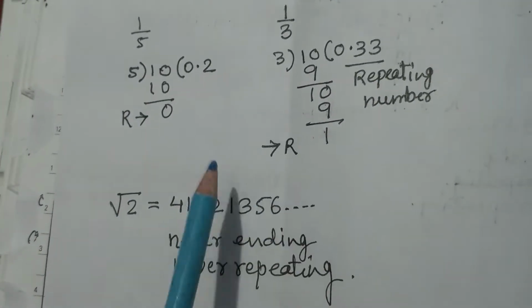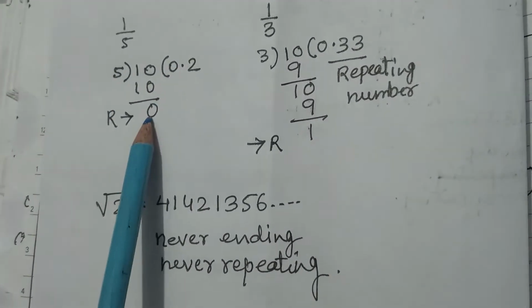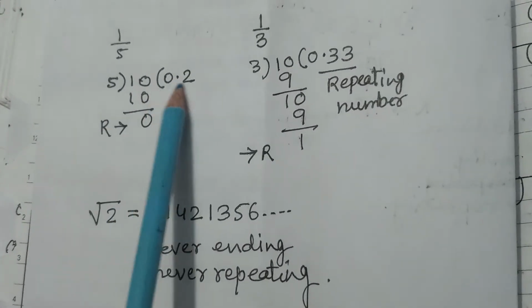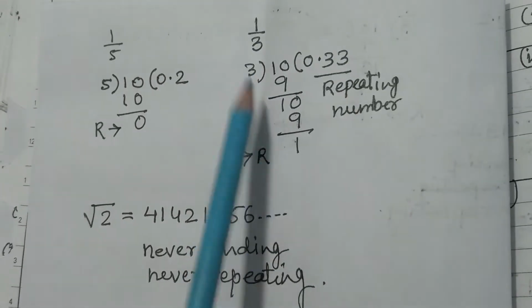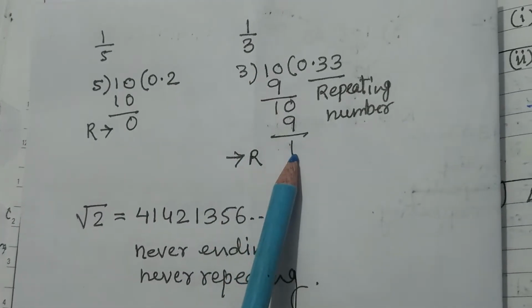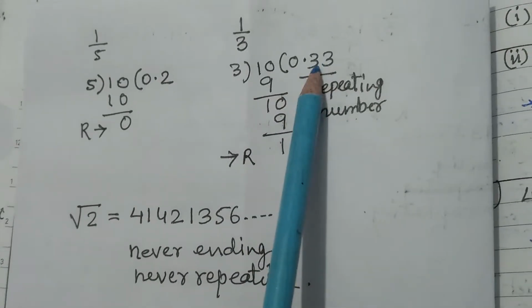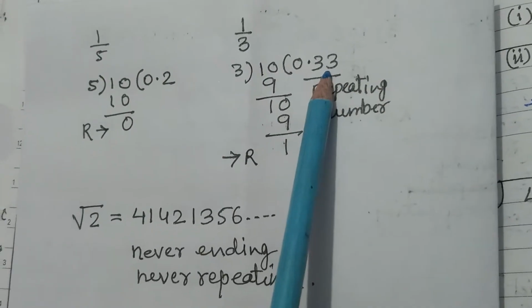Now what is the difference between these three? 1 upon 5, if you change into decimal, the remainder is 0 and it is completely divided: 0.2. 1 upon 3, the remainder is not 0, it is repeating, always it is 1, 1, 1. The 3 is repeating, so it is a repeating decimal.